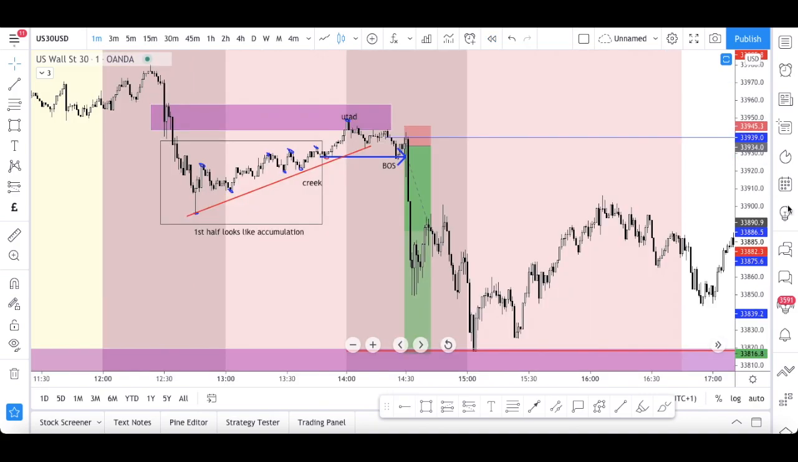So there we have the full breakdown of this 1-to-10 risk to reward ratio Wyckoff redistribution schematic on US30.